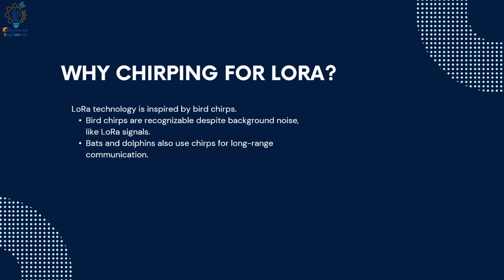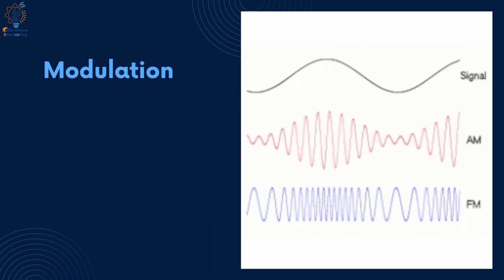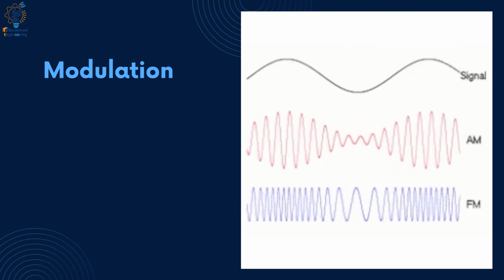The remarkable properties of chirps translate into the world of radio waves. LoRa's chirp modulation excels at decoding signals even when buried in noise. This superpower is a key factor behind LoRa's effectiveness. Technically, a chirp is a signal where the frequency constantly changes, either rising or falling over time.